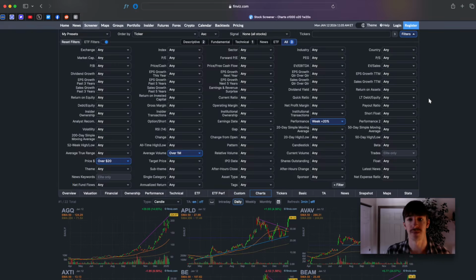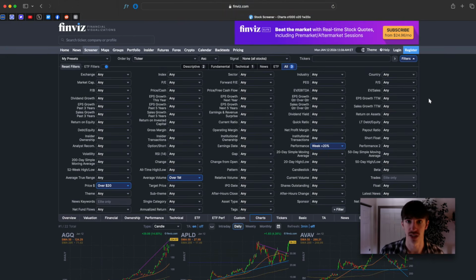Now, in order to find the stocks that we should be applying this moving average contraction to, I'm going to use some kind of screener or some kind of scanner to narrow the market down and to find stocks meeting my criteria. For that, I'm using Finviz here. This is a free screening software.